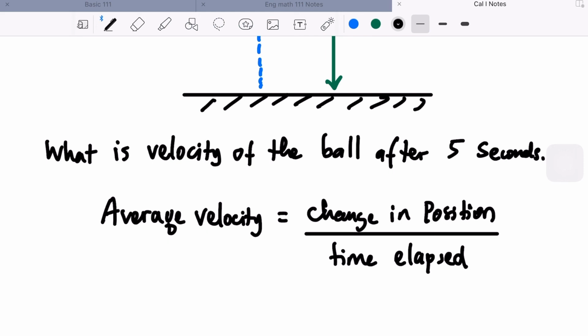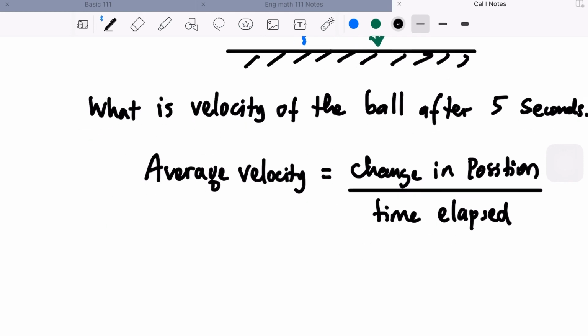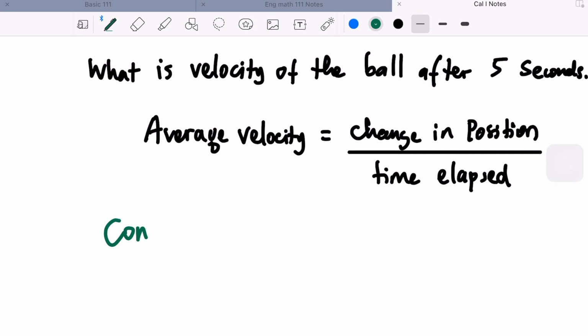So for the time elapsed, we need to define the interval of time. For example, we know that the time is supposed to be after 5 seconds. So let's say we decide to have t equal 5, and we need to define maybe t equal 5.1. Let's say we have some interval 0.1. Let's say T1 is 5, T2 is 5.1. So we have 0.1 as the interval.